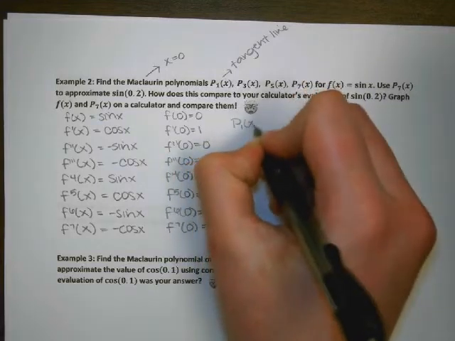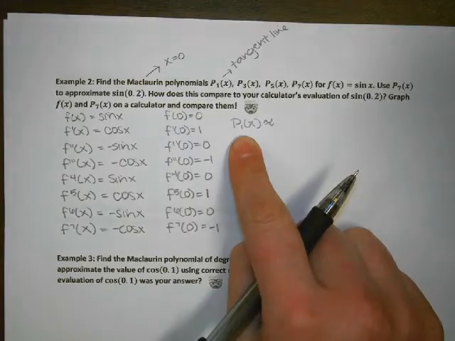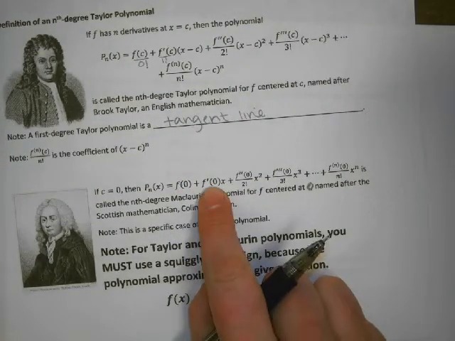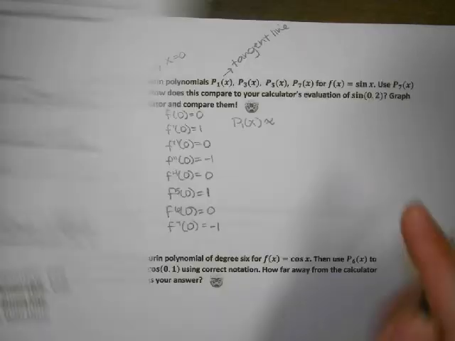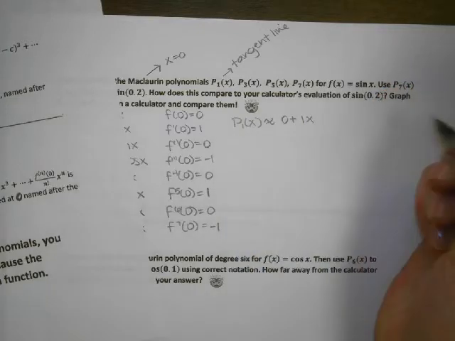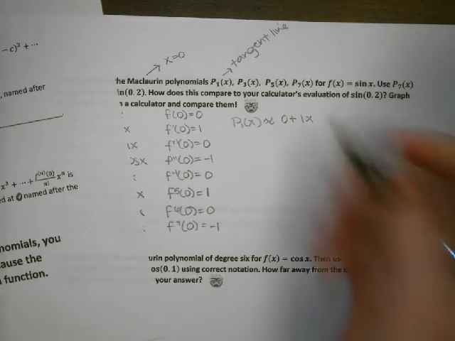So we're going to say the first degree Maclaurin polynomial is f of 0 plus f prime of 0 times x. So that is going to be 0 plus 1 times x, which is what we found for example 1. It was just y equals x.